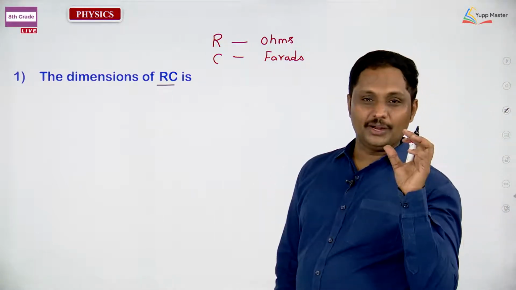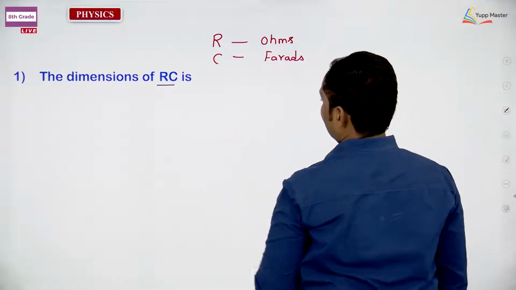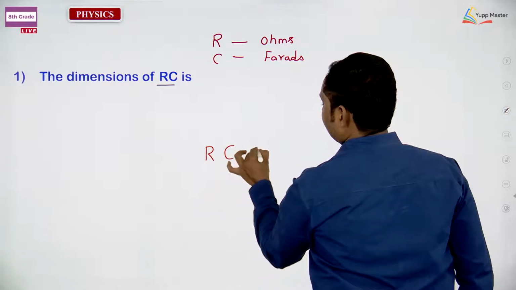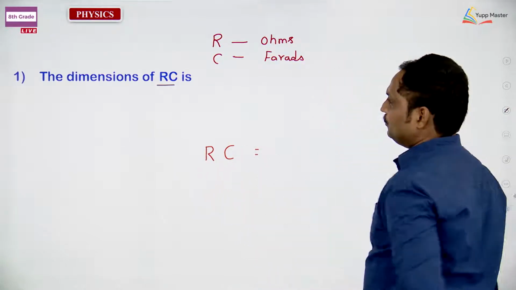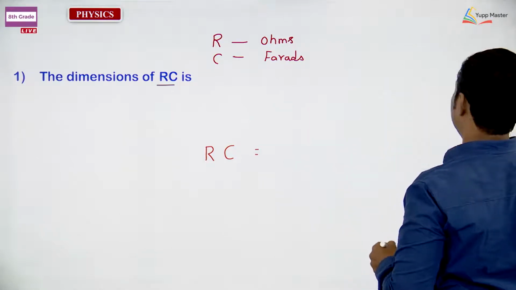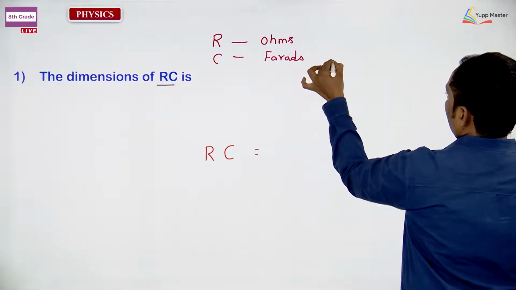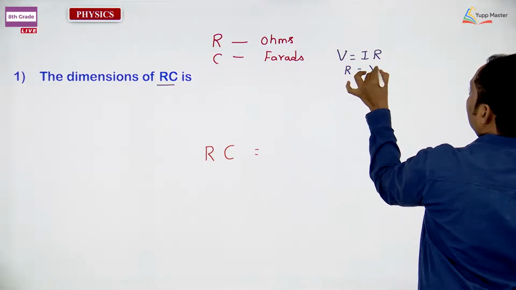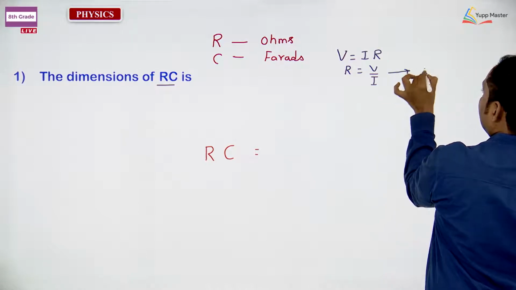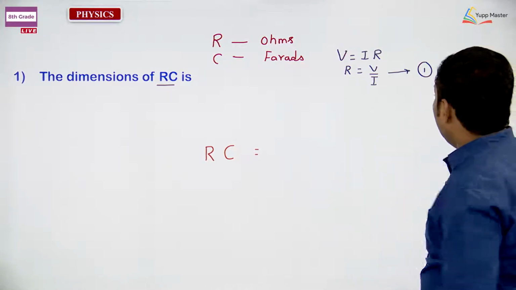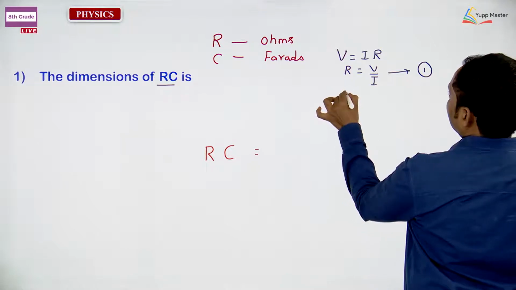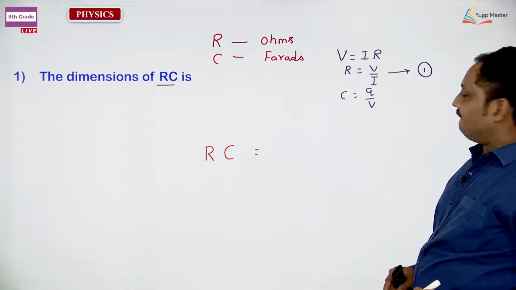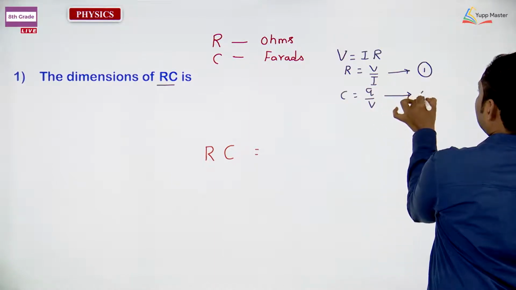Dimensions of RC, we will solve this one. We will use this space. RC is equal to, we are going to get that. Previously we know that V is equal to IR, R is equal to V by I. This is the first one, let us assume. Now you know very well C is equal to Q by V. This is the second one.